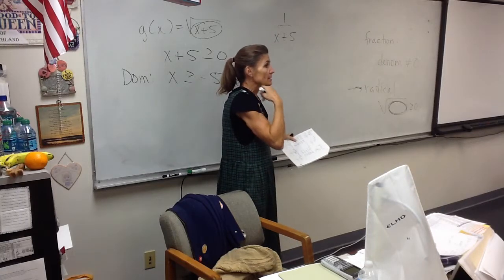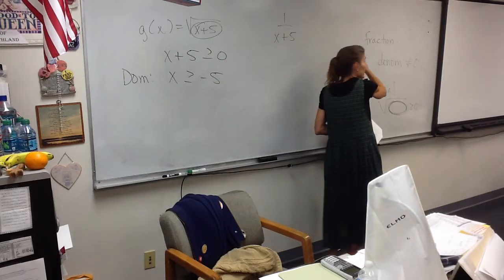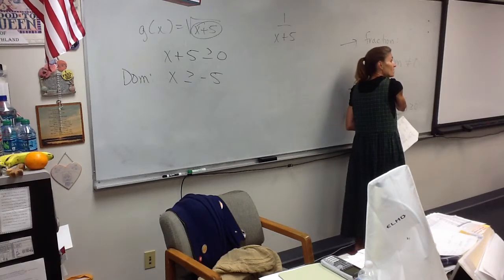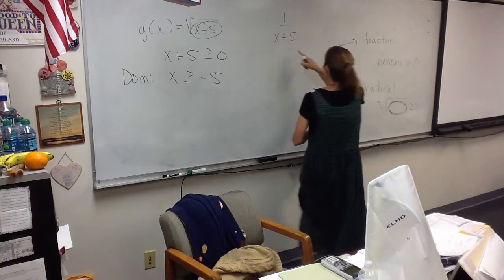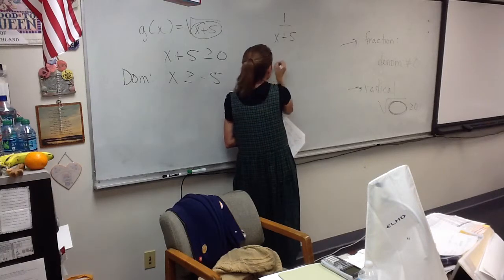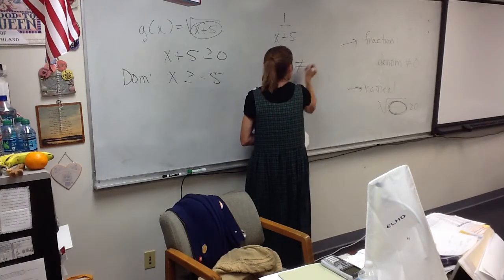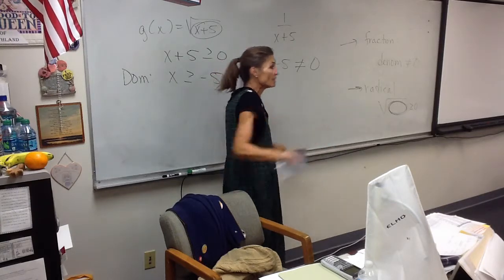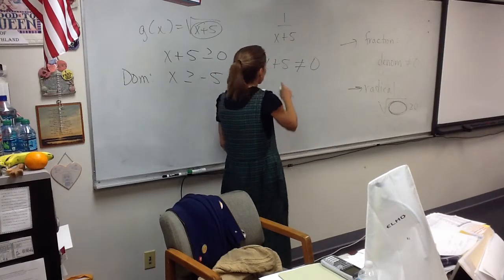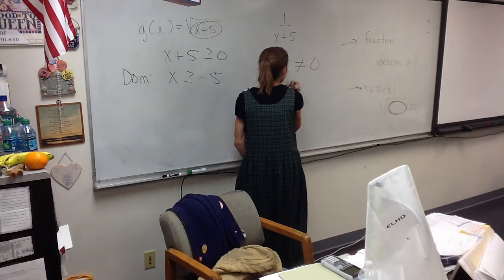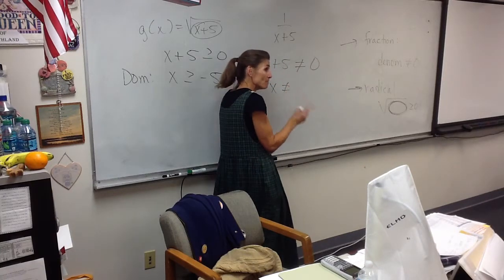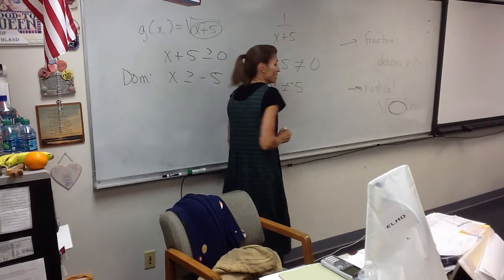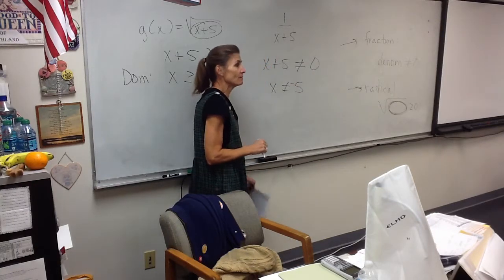Okay? Now wait a minute. It's got a fraction in it. That's a problem. What do I know about fraction problems? The denominator, what's my denominator? X plus 5 cannot be 0. You can never let the denominator be 0. So if I subtract 5, x cannot be 5. Negative 5, sorry. X can't be -5.